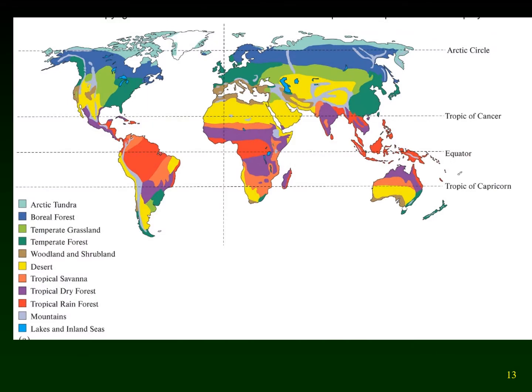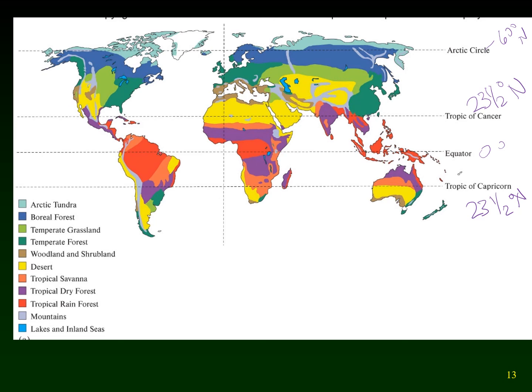So if we look back at our map of the biomes, we can see on that map is located the equator, which is 0 degrees latitude. We have the Tropic of Cancer, which we now know is 23.5 degrees north, and we have the Tropic of Capricorn, which is 23.5 degrees south. They also mark in here the Arctic Circle. The Arctic Circle is 66.5 degrees north, and if you're above the Arctic Circle during the summertime, you can have 24 hours of sunlight because the top of the Earth is tilted towards the sun.